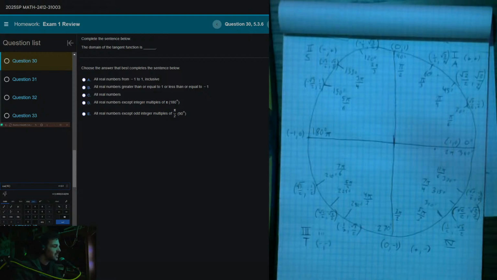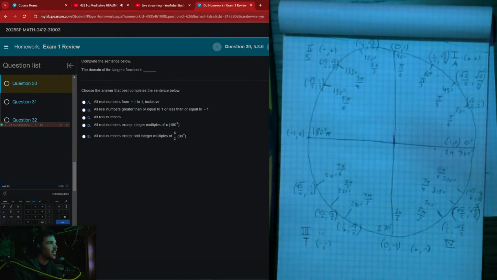The domain of the tangent function is, domain meaning all x values, right? I remember looking at the tangent function, it's sort of this shape, it goes through the origin. I'm pretty sure. And then I think this is pi over 2, negative and positive. So the first asymptote is the regular one. I'm pretty sure it's right.